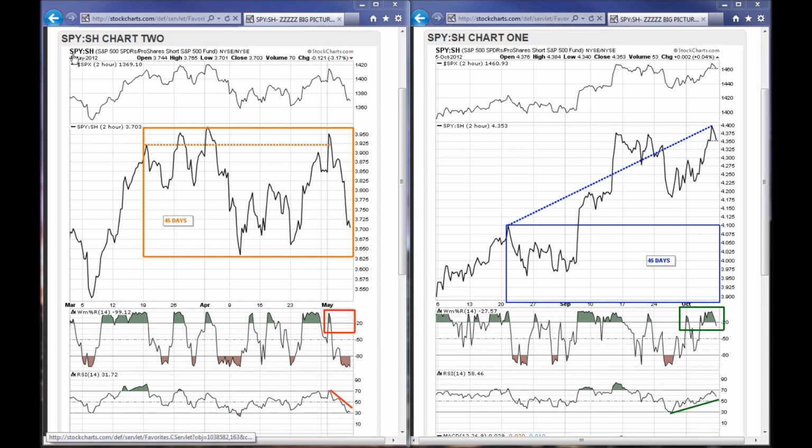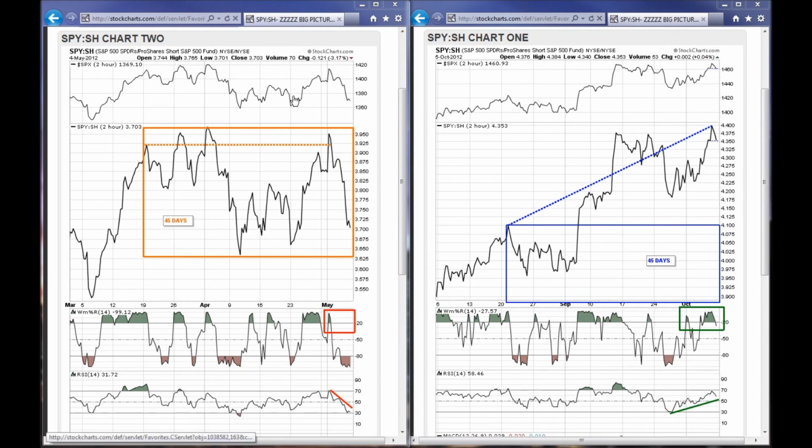Here we're comparing the S&P 500 ETF SPY to SH. So we're looking at longs relative to shorts. When the ratio here is rising, longs are outperforming shorts. When the ratio is falling, you'd prefer to be on the short side of the market. Here again, we're looking at 1 month, 2 months, and roughly 5 days.